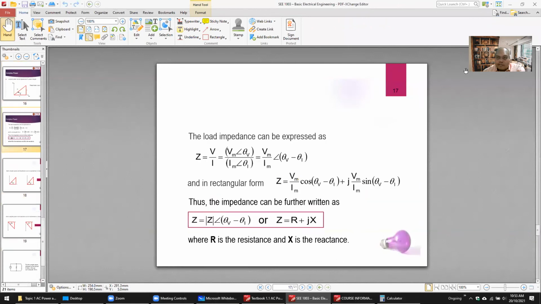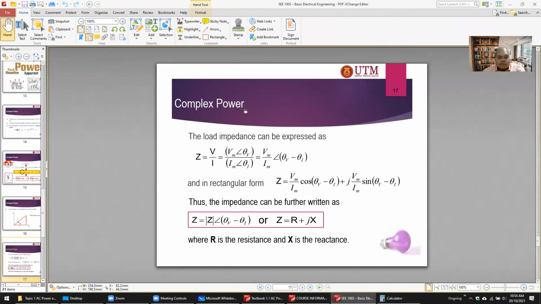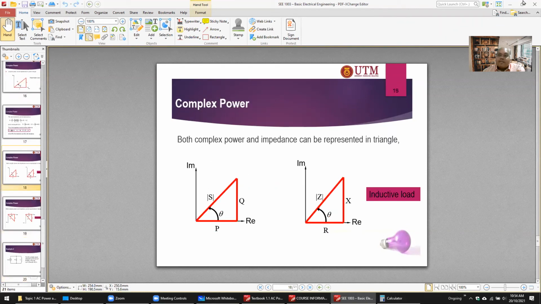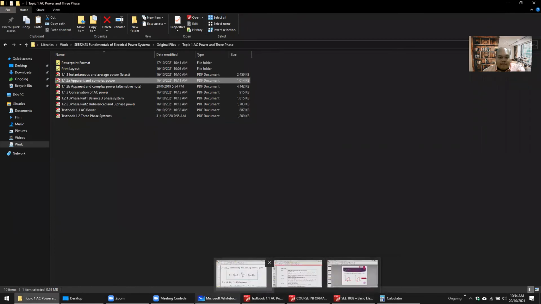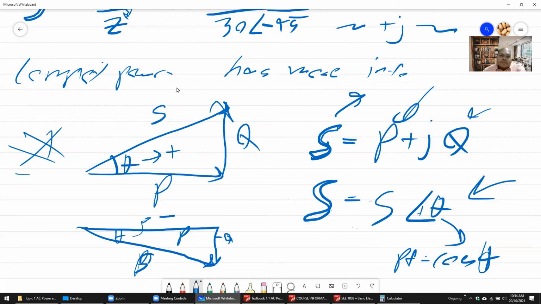I think my PDF is broken again, so let me reload it. Okay, and then of course the same thing here. From here, if theta is positive, this is inductive. Theta is negative, it is capacitive. So if capacitive, you get a negative angle. If theta is a negative value, then Q is negative. This is S, this is P. Make sure you can relate from the previous video. This is just a way to calculate the complex number.